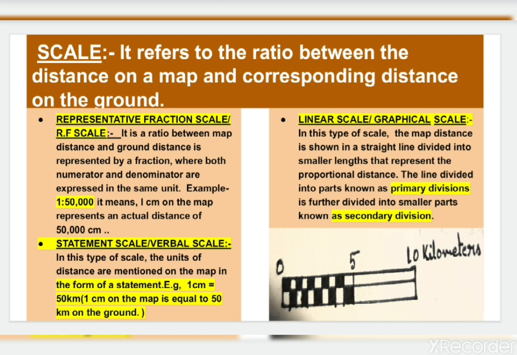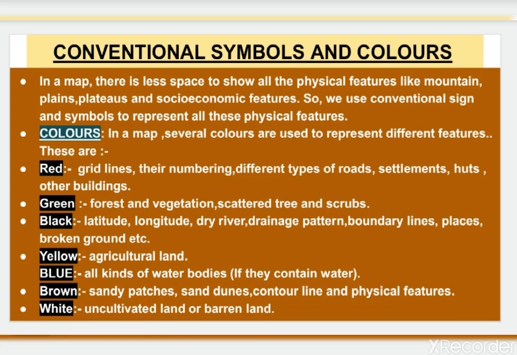So next is the conventional sign and symbol and color. So in a map there is very less space to show all physical features like mountain, plain, plateaus and socio-economic features. So we use some conventional sign and symbol to represent all these physical features. What you have to do now? You have to memorize all these colors and what they represent.